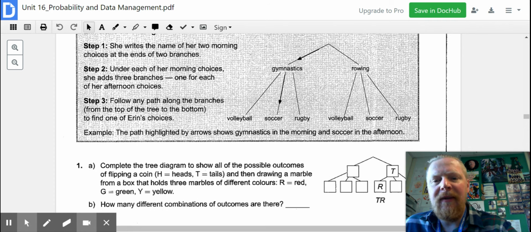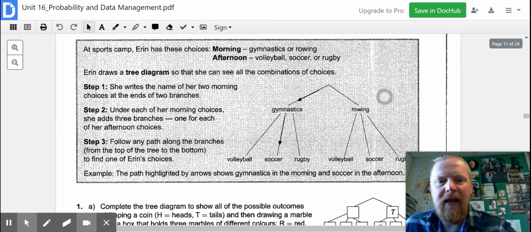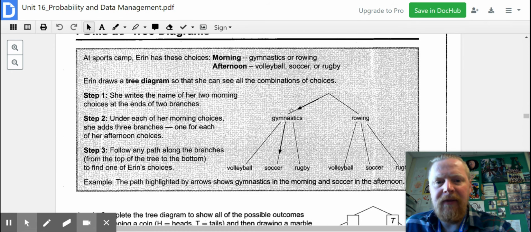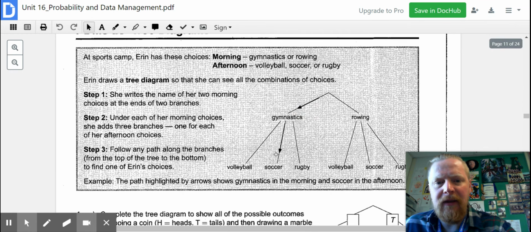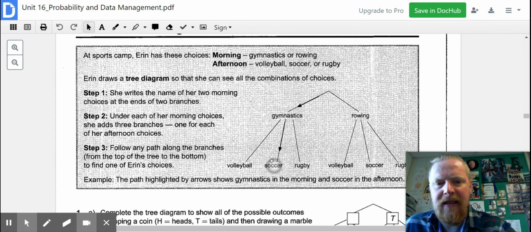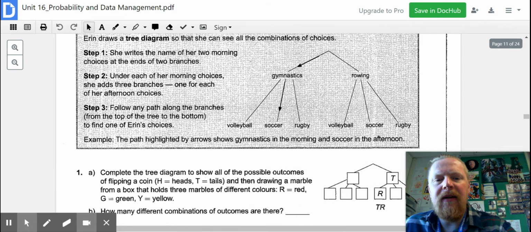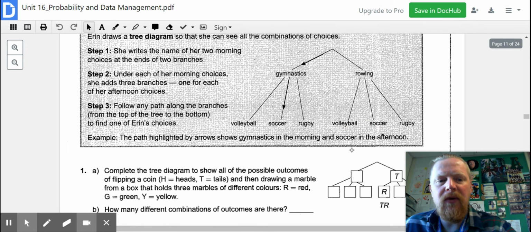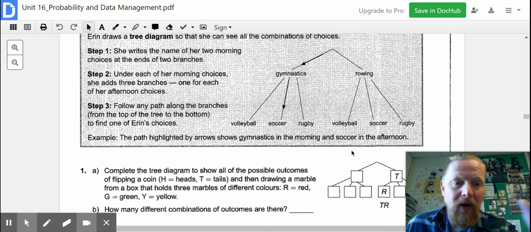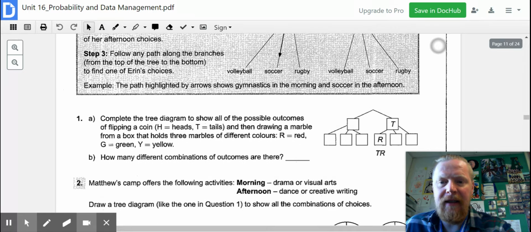So in the example, the path highlighted by arrows shows gymnastics in the morning and soccer in the afternoon. So you can see that this one's a little bit bolder, and so is this one. So she did gymnastics and soccer. It's one option, but you can see here that there are a total of 6 different options she could have chosen. So 6 combinations of those two activities.